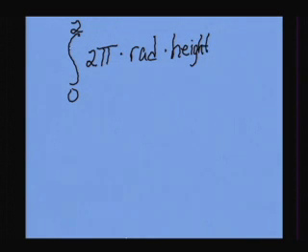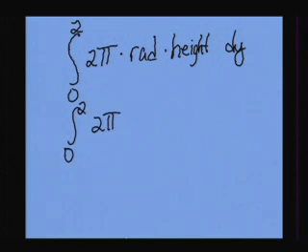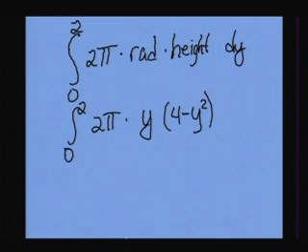And this will all be, of course, with respect to y. So what we now have, plugging those formulas in, is 2 pi times the radius, which we said was y, times the height, which we said was 4 minus y squared. And again, that's all with respect to y.